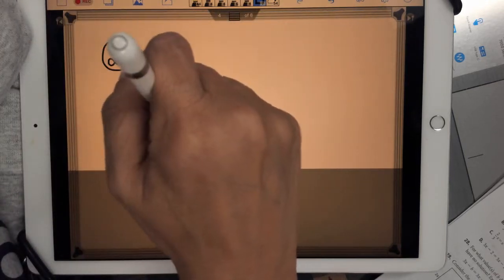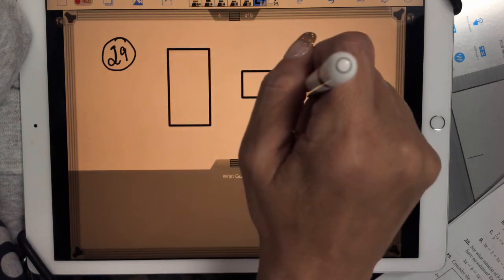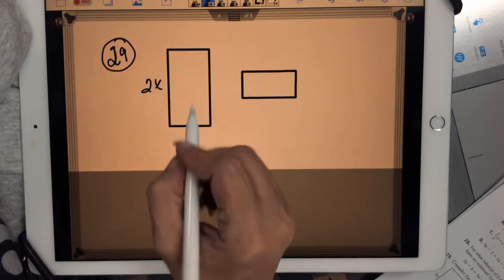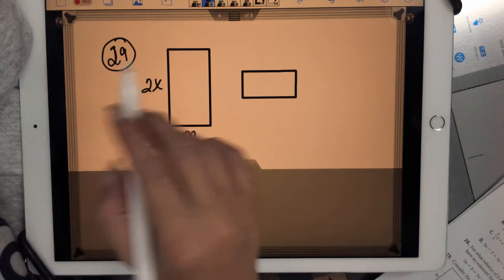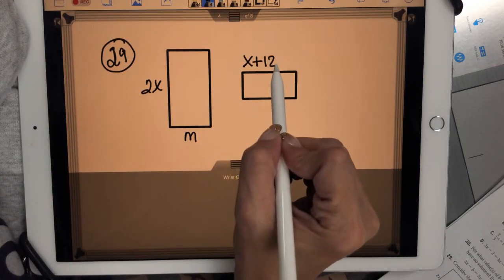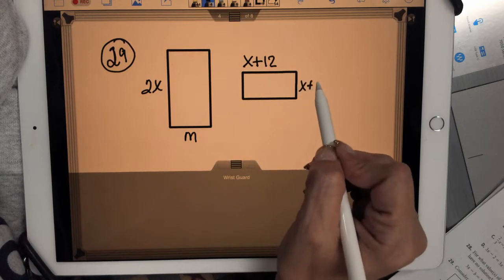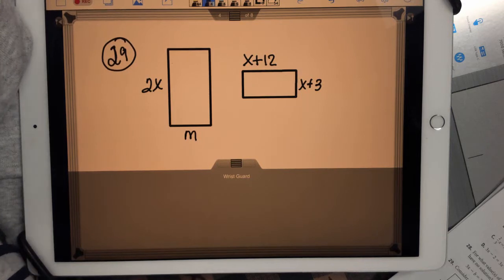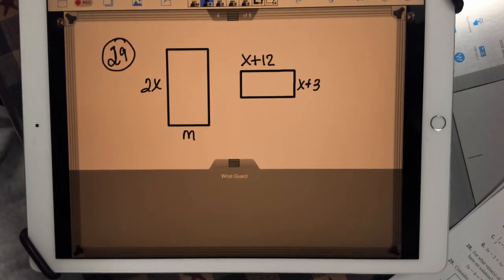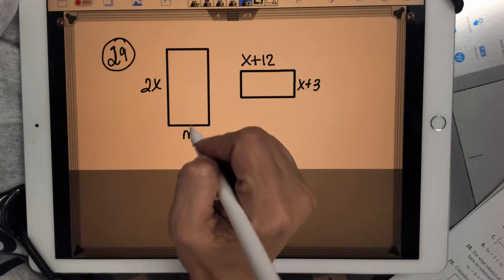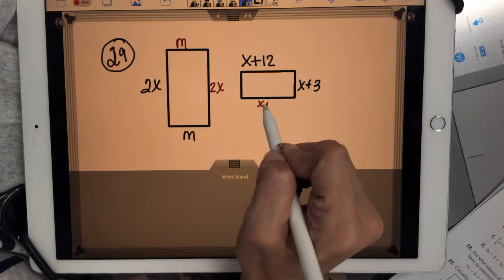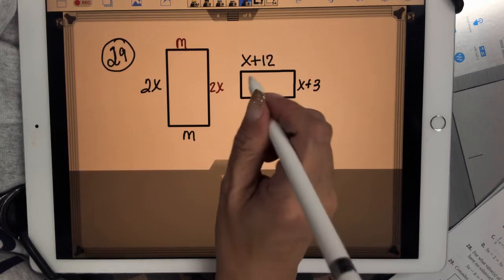We've got a rectangle, and we've got another one. So we've got 2x and m, and we've got x plus 12 and x plus 3. The question is, write an equation that states that the perimeters of the two rectangles are equal. So we need to do the perimeter of these. That won't be too hard. I'm going to use red. I know that opposite sides are the same, and this one right here would be x plus 3.